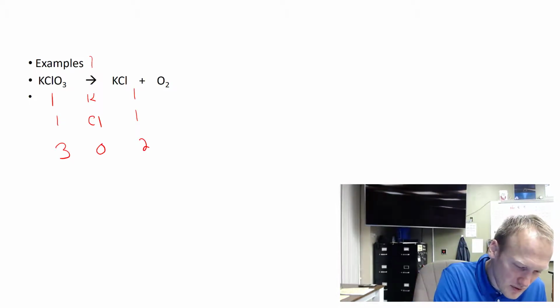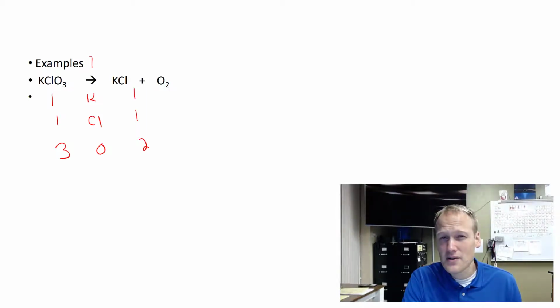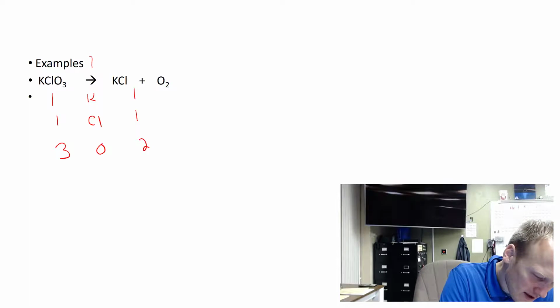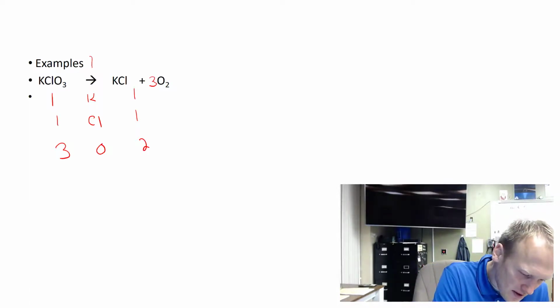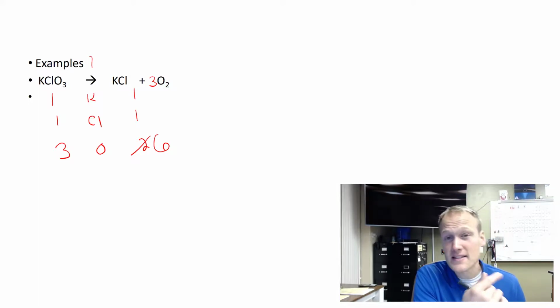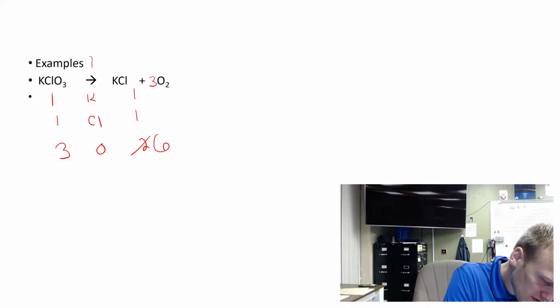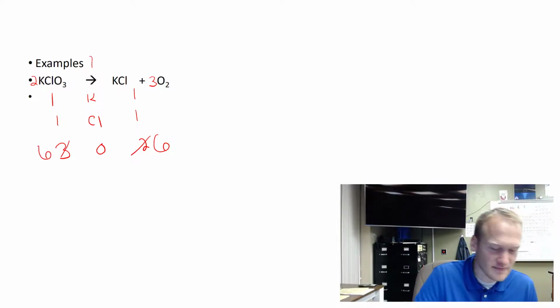So I could put a 2 here, but you can see on the left that there's a 3. That should indicate to you that the lowest common multiple between those 2 terms is 6. So really, the coefficient of 3 here is probably what's going to fix this for us. And then what we do is we take 3 times 2, and then we'd have a total of 6 atoms of oxygen on the right. Now we need 6 atoms of oxygen on the left. So if we put a coefficient of 2 in front of this compound, that will give us 6 oxygen.